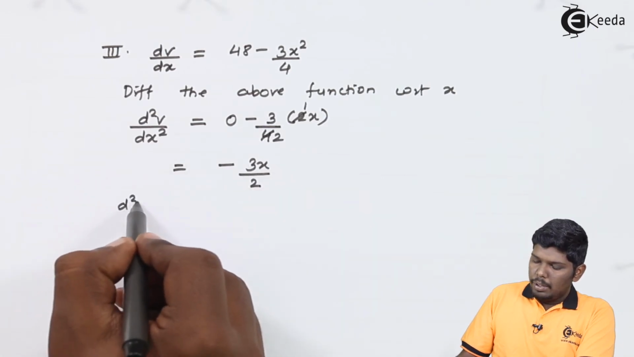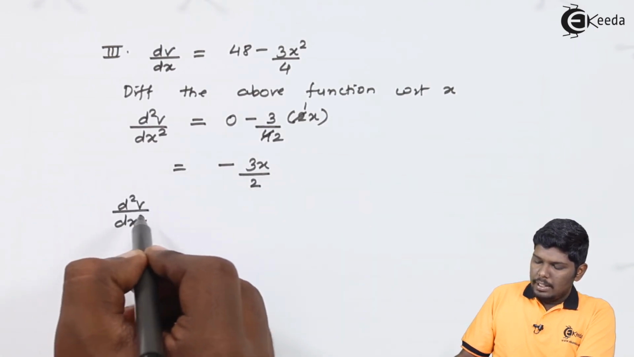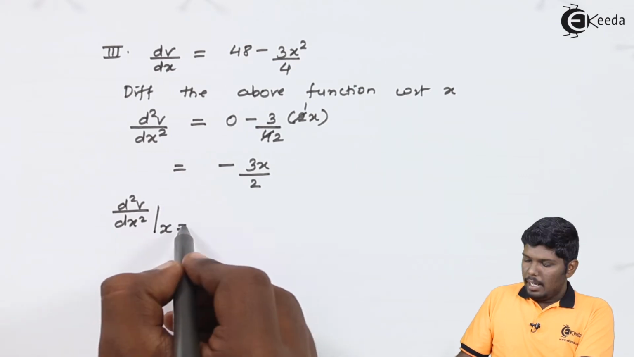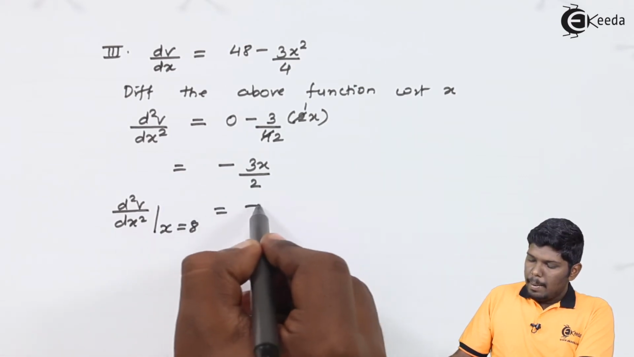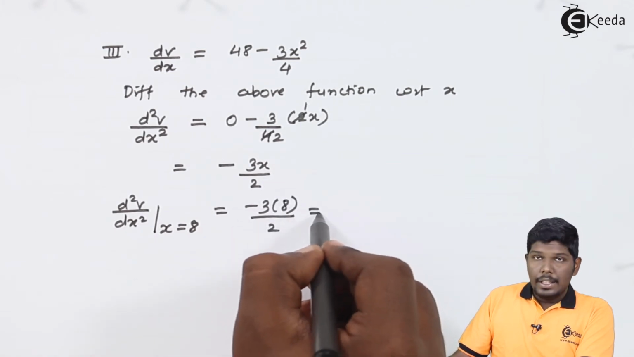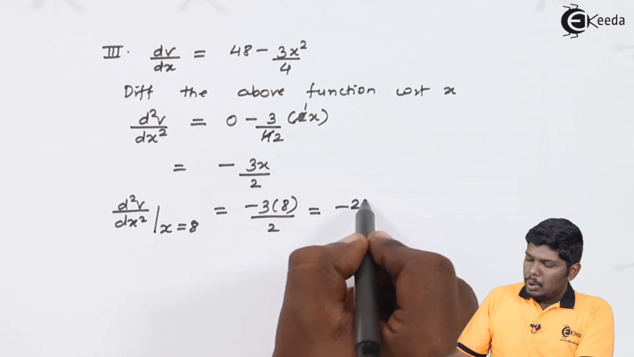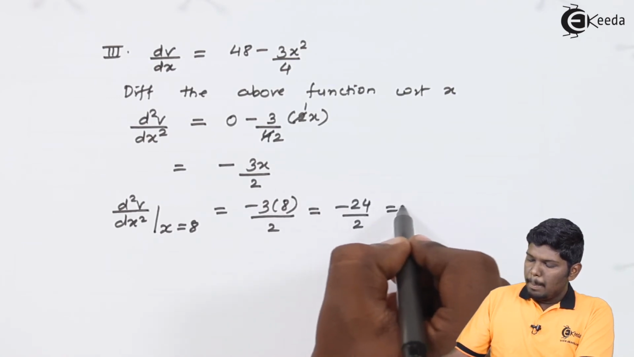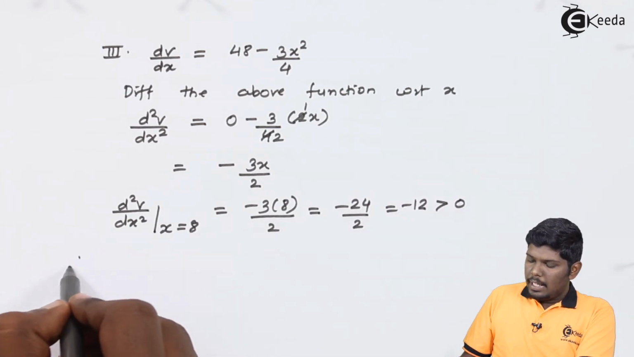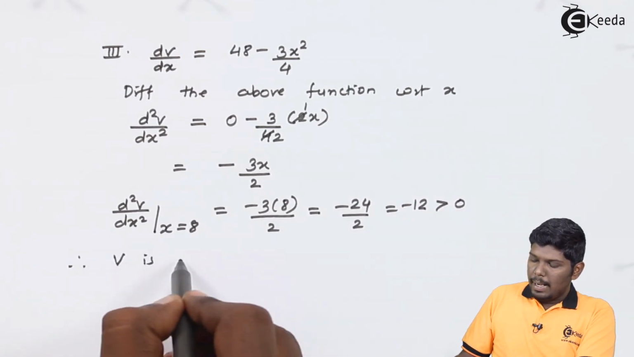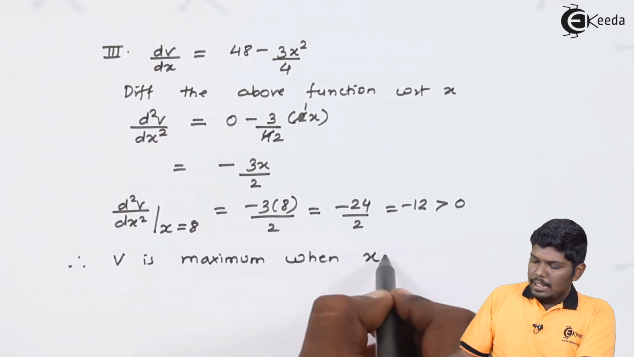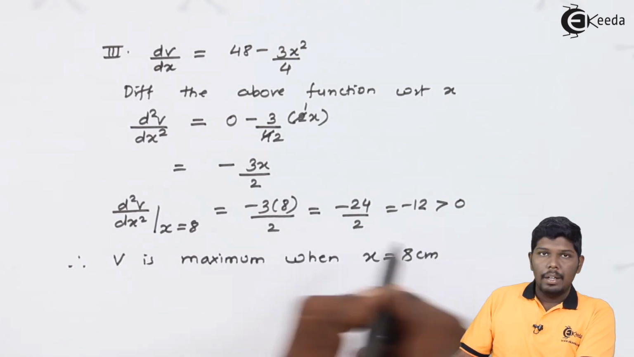If we substitute the value of x that we have obtained as x is equal to 8, we will get minus 3 into 8 upon 2. That is equal to minus 24 upon 2, which is minus 12. Minus 12 being less than 0, we can say volume is maximum when x is equal to 8 cm.